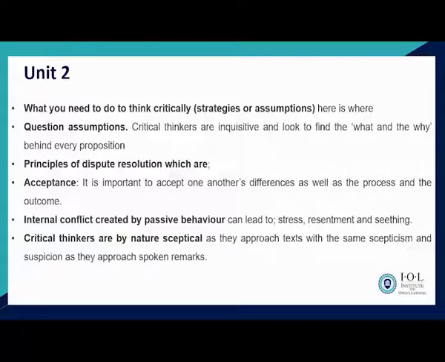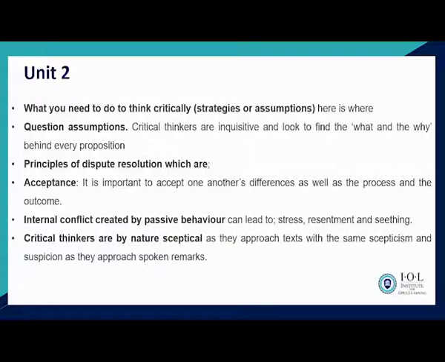Then I also want you to further look at the principles of dispute resolution. Very, very important. This includes acceptance. It's important to accept one another's differences as well as the process and the outcome. In the principles of dispute resolution, when you are disputing, the only way to settle the dispute is to accept that, yes, here I'm wrong, or I must accept who you are.